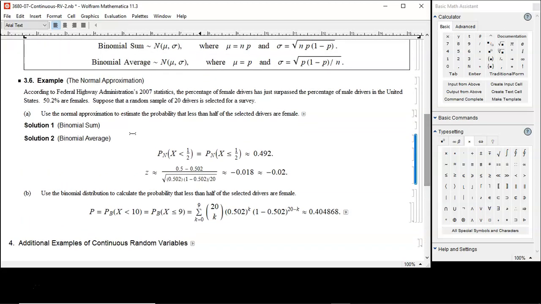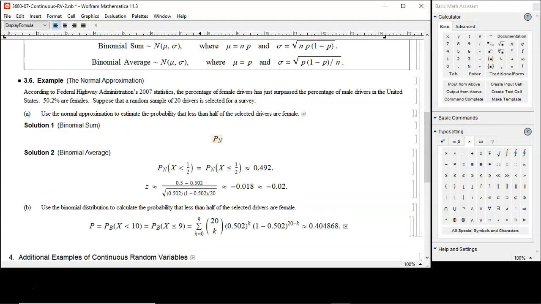And now let's consider the other one, binomial sum. Is that better? Normal approximation, x is less than 10. You see, half of 20 is 10, but less than half is less than 10. But there's a bit of a problem. Less than 10 versus less than or equal to 10 makes no difference as far as normal random variable is concerned.